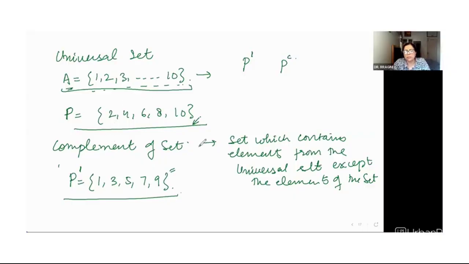So these are the different operations on sets. We will be learning them in much more detail when we are doing Venn diagrams.